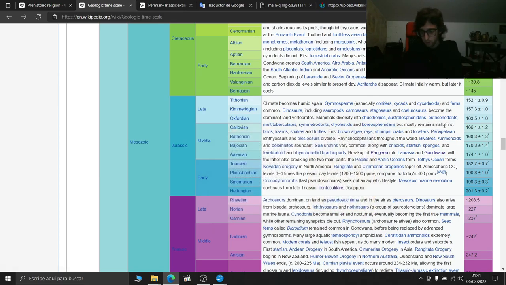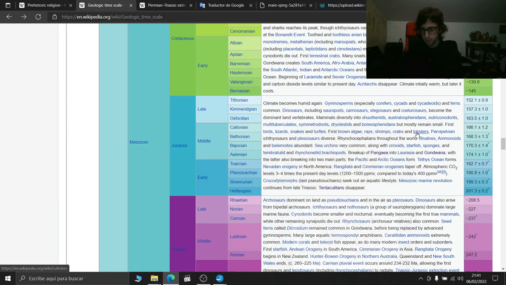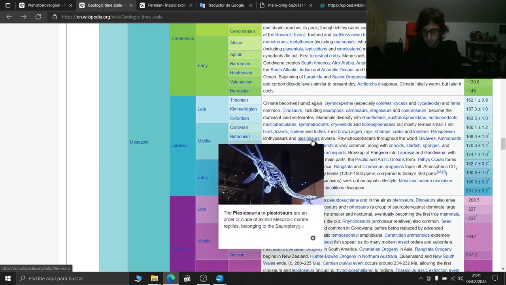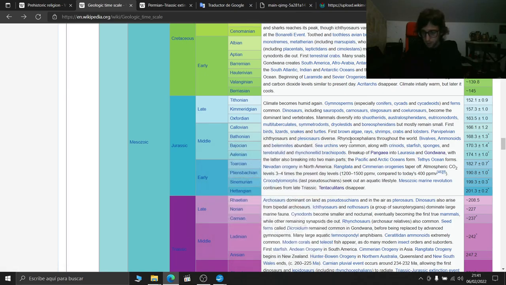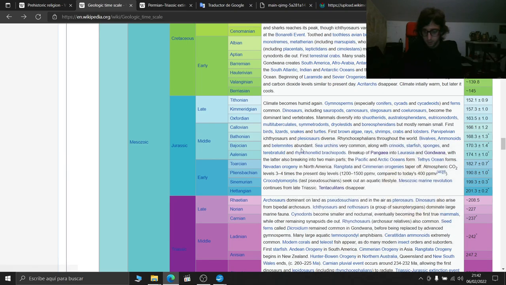But mostly remain small. First bears, lizards, snakes, and turtles. First brown algae, rice, shrimps, crabs, lobsters, plesiosaurs. The plesiosaurs are an order or clade of extinct Mesozoic marine reptiles. Rhynchocephalians through the world, bivalves, ammonoids, and belemnites are abundant.